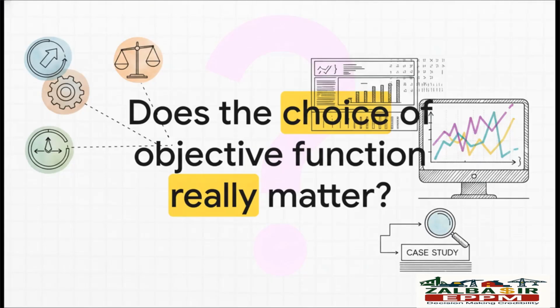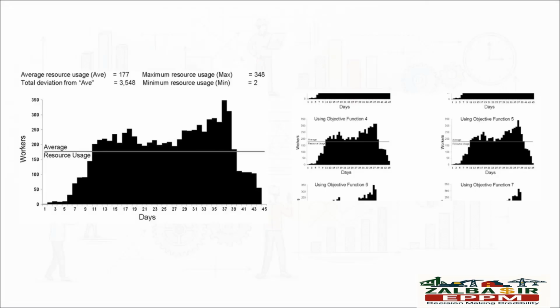So, okay, 3 different goals. But do they actually give you noticeably different results? I mean, does it really truly matter which objective function your software is using? Well, let's take a look at the pictures because they tell the whole story. Okay, on the left, you see the original schedule, that classic roller coaster with a huge peak of 348 workers. Now, look at the right.